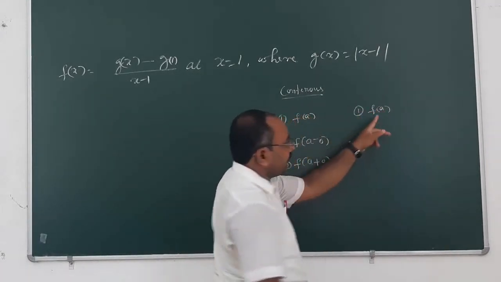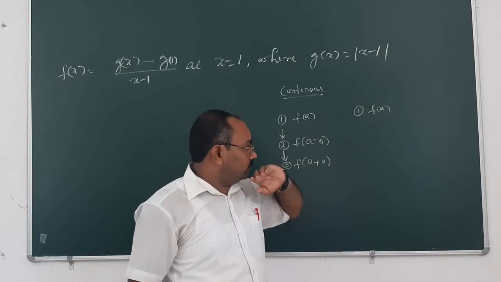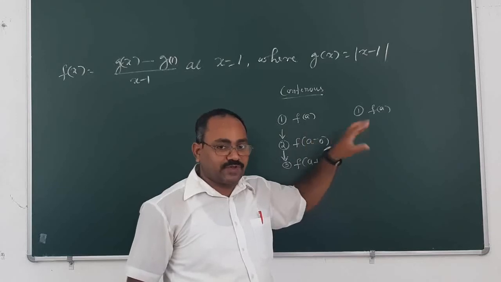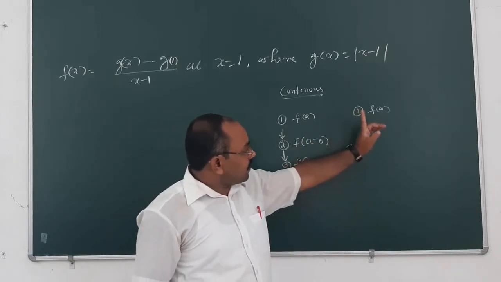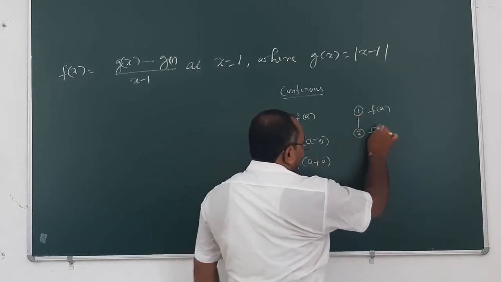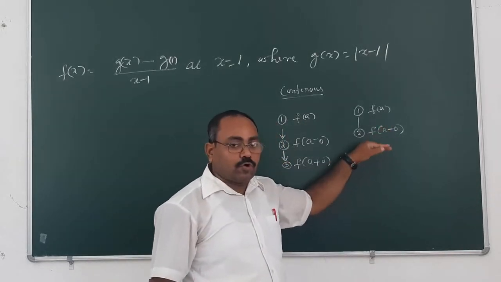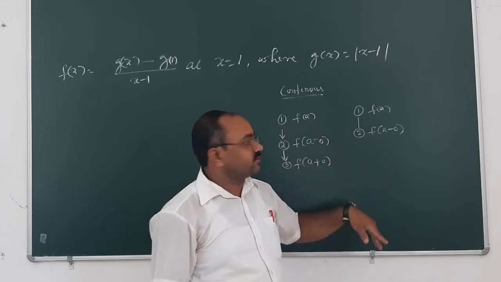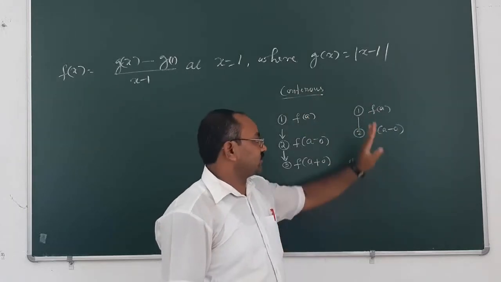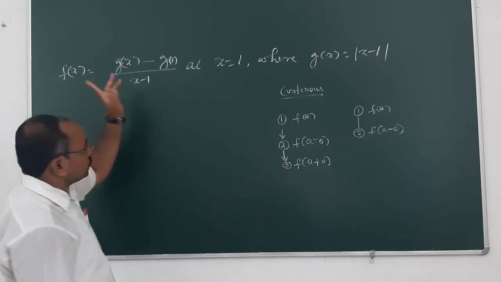If f of a is undefined, then the function is not continuous at x equal to a. That means your work is finished. If f of a is finite, then go to the second step, f of a minus 0. If these are not equal, then don't go to the third step. That means you finish in this step, and the function is not continuous at x equal to a. Okay. So using this, we have to solve this question.